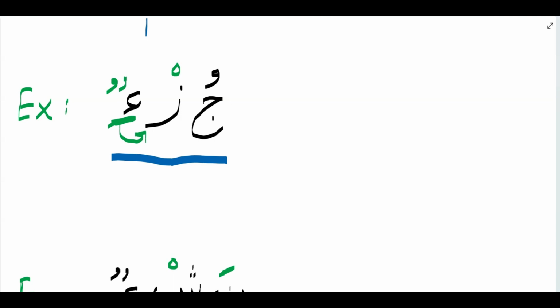No, I think we discussed this. Yeah, sorry. Yeah, we did. So the zay has a sukoon, as you can see, right here. It has a sukoon. That means the Hamza, you keep it on the line as it is.